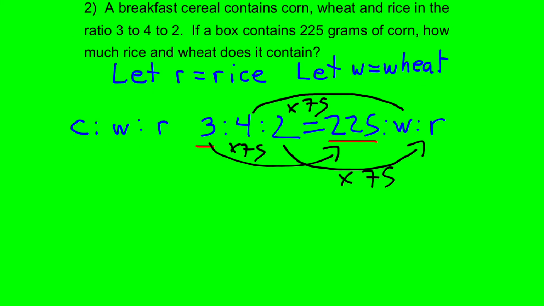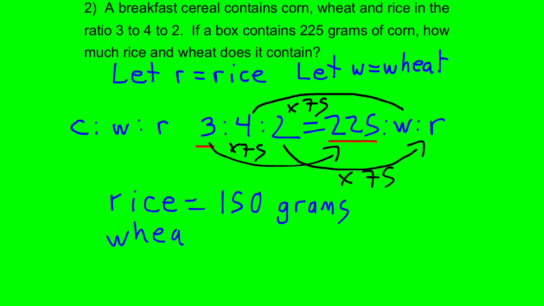Okay, and let's take a look at those values. Well, rice, R, will be equal to 2 times 75. Well, that's 150 grams. And wheat, which was 4 times 75, has to be double 2 times 75. So wheat will be 300 grams. And then we have all the components of our cereal. Sounds like an exciting cereal.